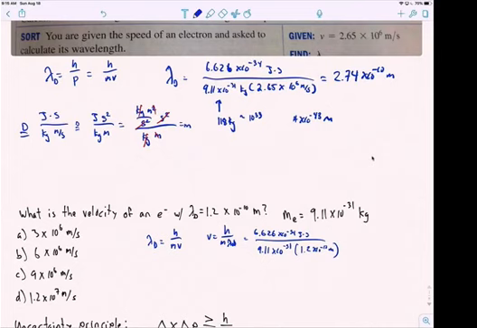Actually, I forgot to calculate this one out beforehand. I can do that really fast. 6.626, 10 to the minus 34. Okay, if you throw it in your calculator, you get that.